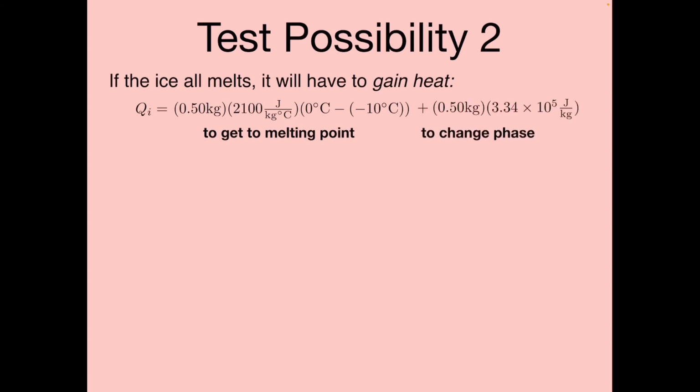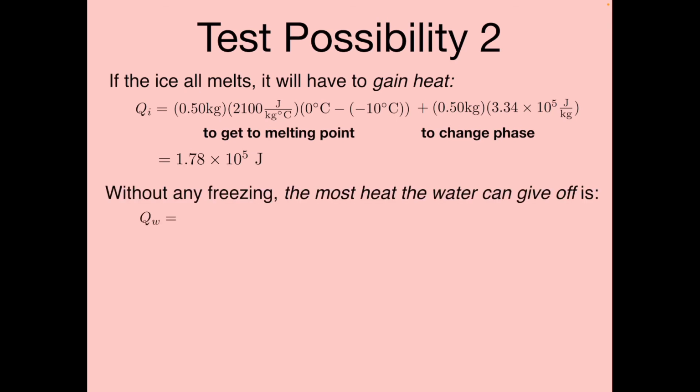But then we have to melt all the ice. We have to change phase. So that's going to be a positive latent heat because we're melting. And it's going to be equal to 0.5 kilograms times the latent heat of fusion, 3.34 × 10^5 joules per kilogram. So it's going to need to gain at least this much heat, which is 1.78 × 10^5 joules. Okay, that will melt all the ice.